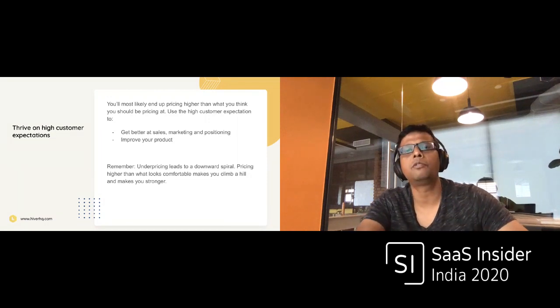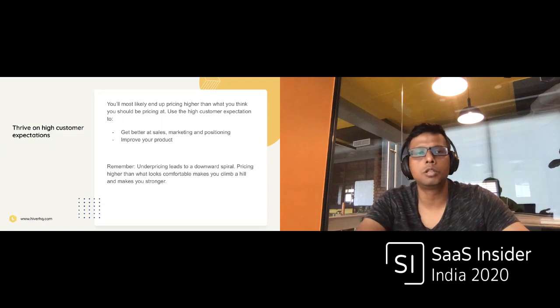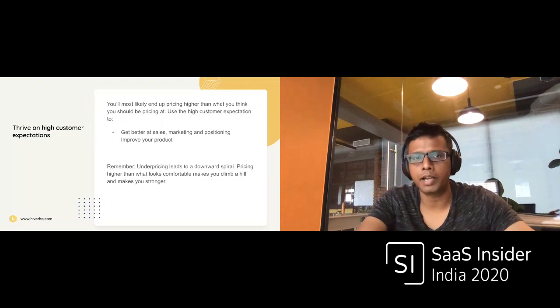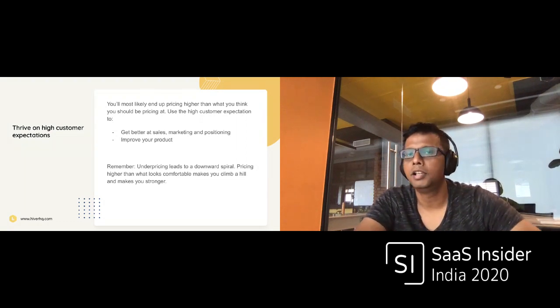So this is kind of a broad framework which you can use to make sure that you price in a way that is useful to your company in the long run, and you don't end up hurting yourself by pricing too low.